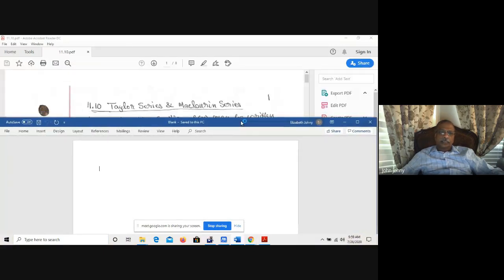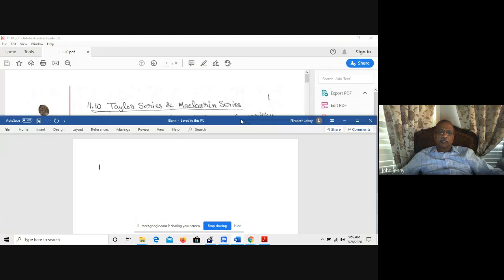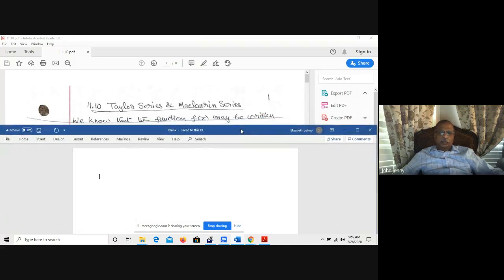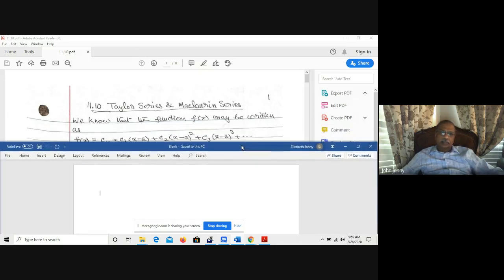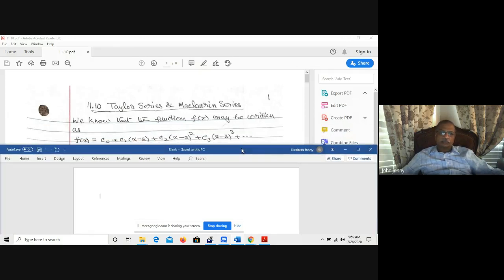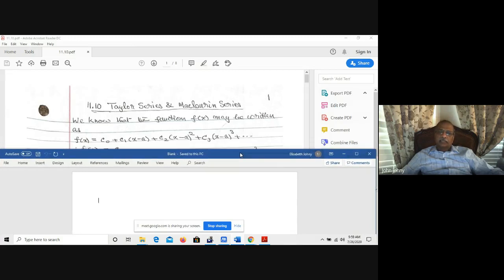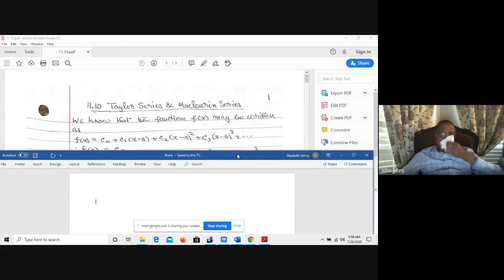Section 10 deals with the Taylor series and the Maclaurin series. We know that a function f(x) may be written as f(x) = c0 + c1(x − a) + c2(x − a)² + c3(x − a)³ + etc. This is the power series expansion centered at x = a.